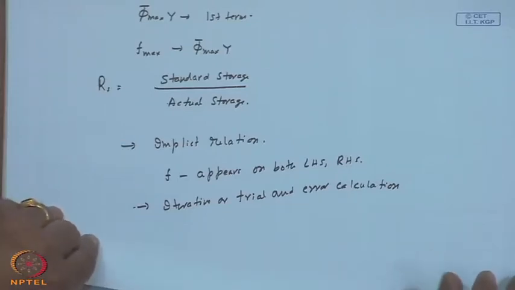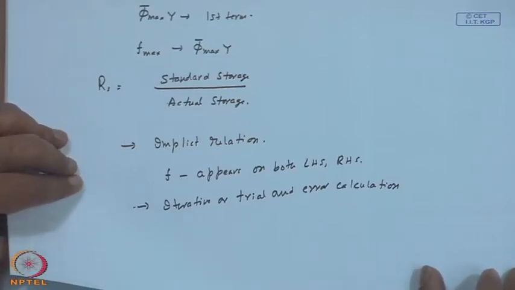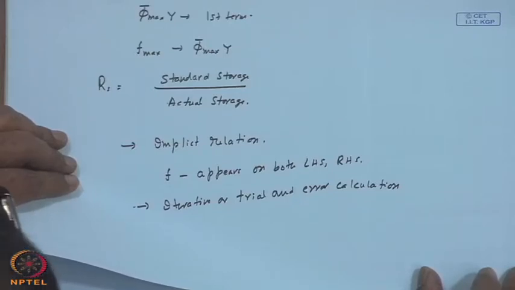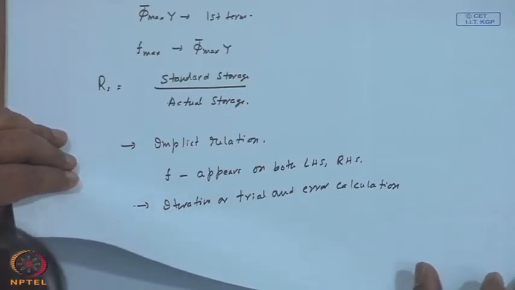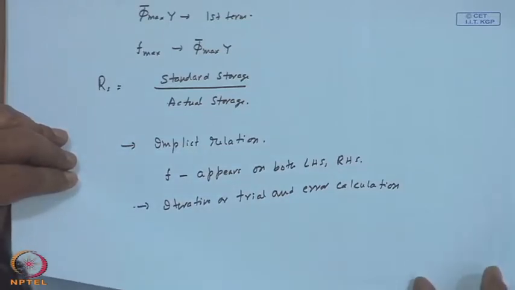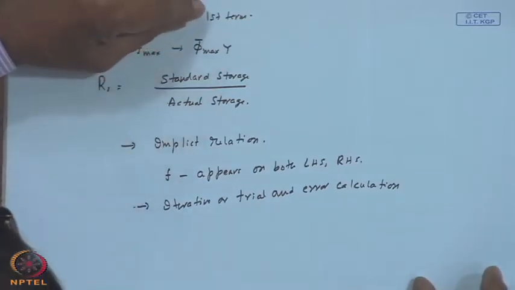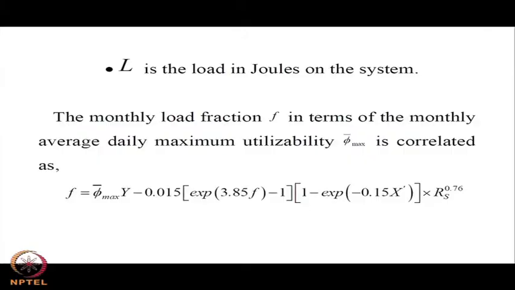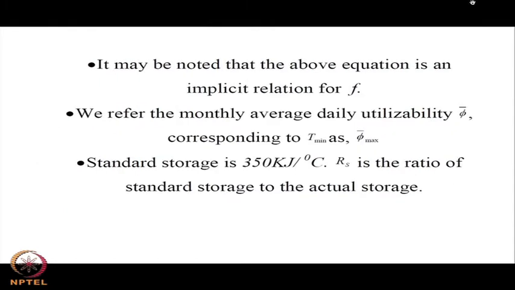So, compared to the F chart, in addition to taking into account the minimum temperature at which energy delivery is desired, this relation is explicit, and we need to calculate the yet not known to us monthly average daily utilizability. It appears to be an exciting parameter, which comprises the statistics of the solar radiation, the collector parameters, and the operating condition at which the energy delivery is desired. So, this is what I have already written over here, and standard storage I should tell you.